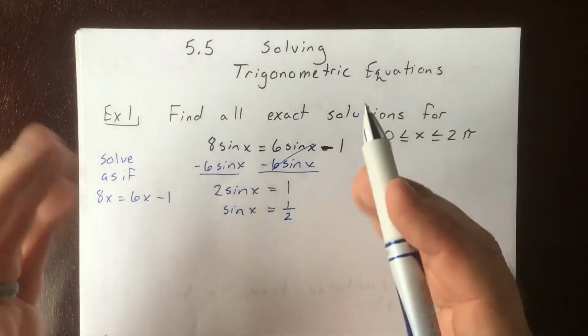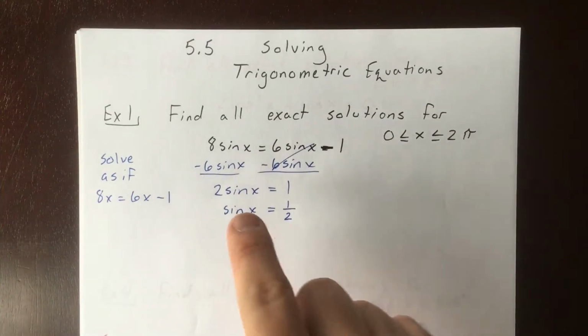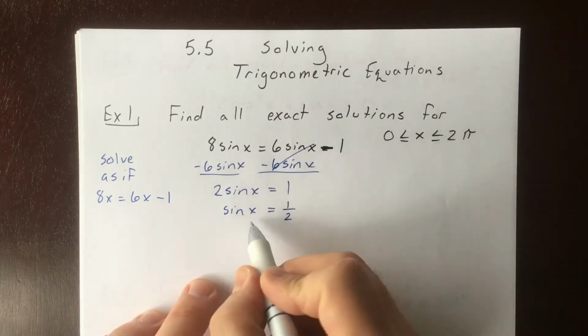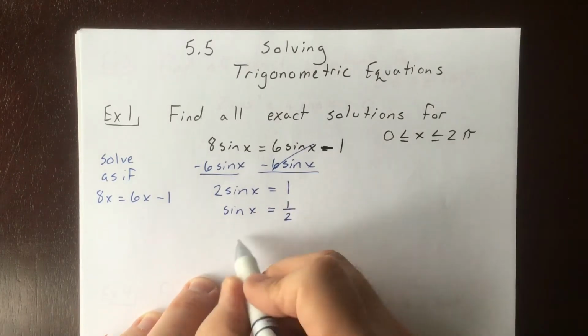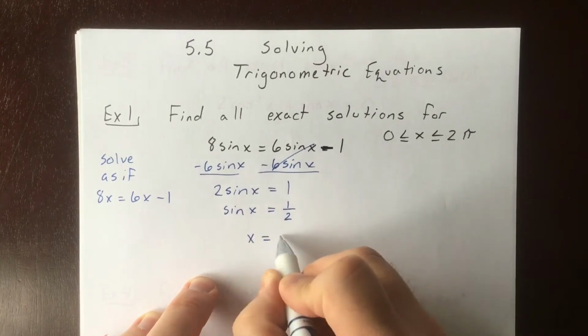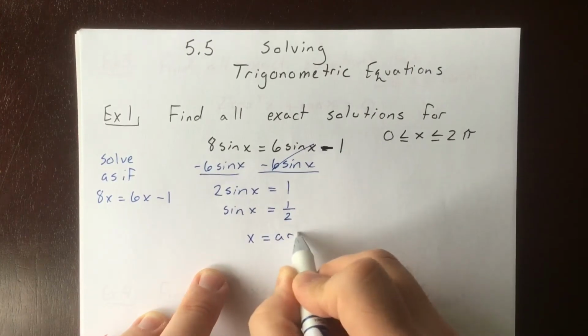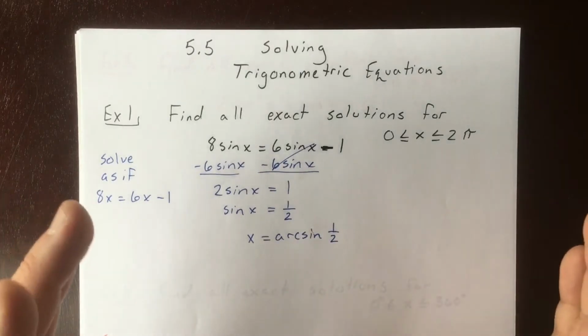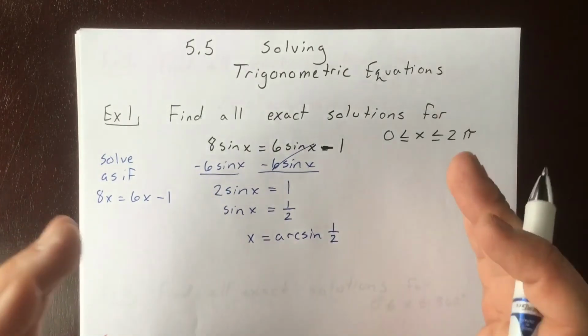The only difference is, much like if I had x squared, I would square root, I'll need to take the inverse sine now. Sine of x equals 1/2. Yes, I can do that mentally, but to write this down, I'm saying that x is going to be the arc sine, or the inverse sine, of 1/2. Unit circle, unit circle, unit circle.